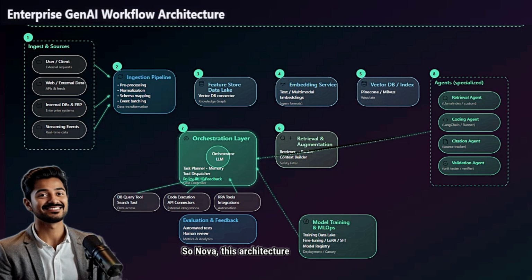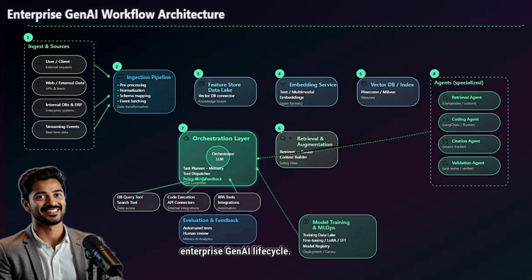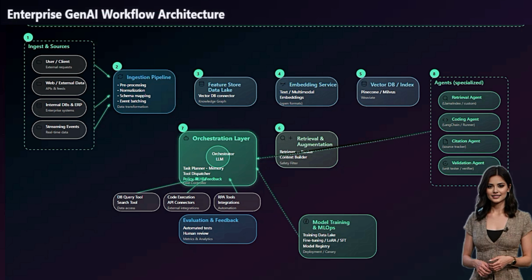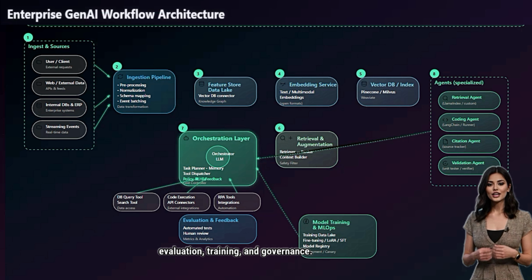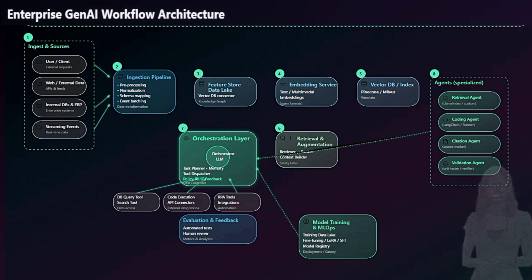So Nova, this architecture is basically the full enterprise GenAI life cycle. Exactly. End-to-end, from raw data to multi-agent orchestration, evaluation, training, and governance.